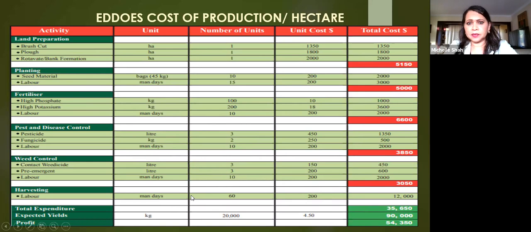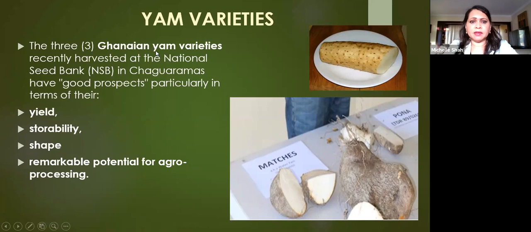Yam: we have three varieties in Trinidad. We have the Ghanaian yam varieties, which were recently received at the National Seed Bank in Chaguanas in Trinidad. And we have good prospects, particularly in terms of yield, storability, shape, and they have remarkable potential for agro-processing. So in Trinidad, we have three varieties of the Ghanaian yam. This photo shows you a picture of the yam that they presently have at the National Seed Bank.